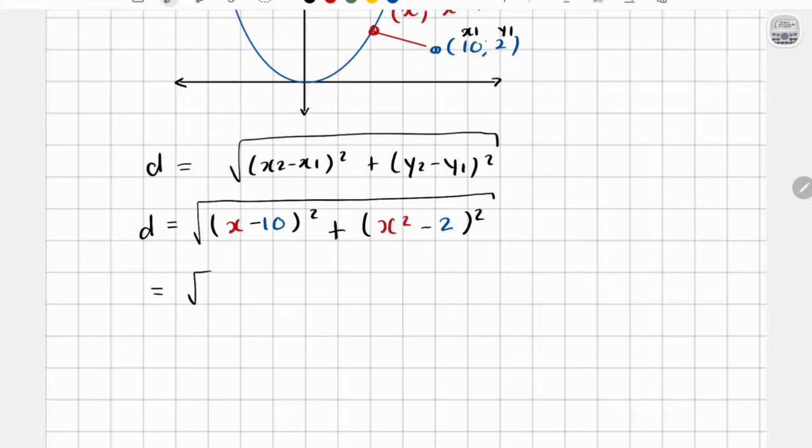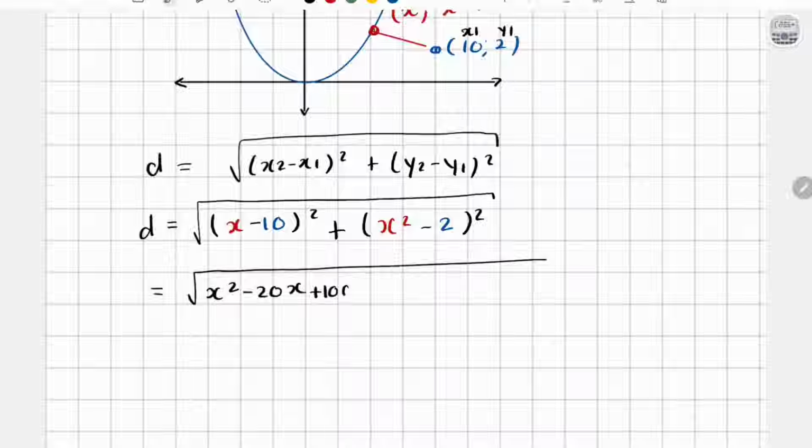So we're going to have the square root of, and we have, first of all, this is being squared. So I'm going to take the x and square it. That's x squared. Then x multiplied by negative 10 is negative 10x. Then multiply that by 2, which is negative 20x. And then negative 10 all squared. 10 squared is 100. So that's positive 100.